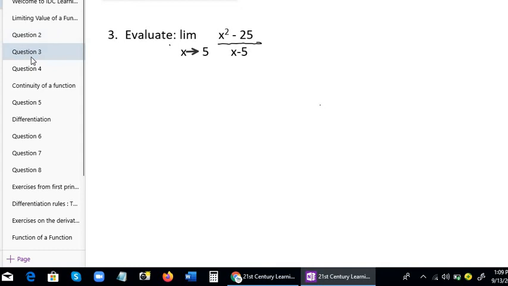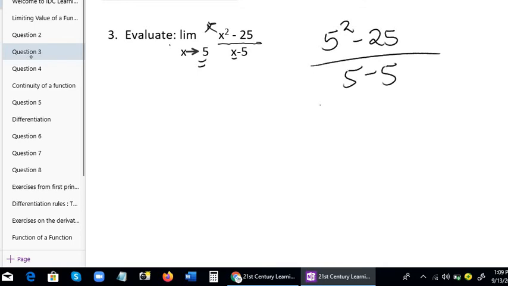Now, if you look at question 3, it's quite different from questions 1 and 2. x tends to 5. Let's try something. If we substitute x with 5, what will it give us? We have 5 squared, minus 25, divided by 5 minus 5. 5 squared is 25, 25 minus 25 gives me 0, and 5 minus 5 is 0. So you can see that it will be undefined.